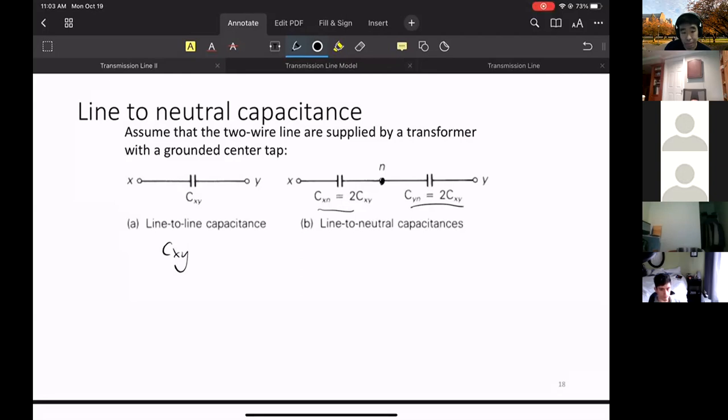Okay, so you have two lines, x and y. There's some capacitance Cxy. Now I can ground this. I can do a center tap, basically. This is often what you do: you have a transformer, and you put a tap in the middle and you ground this. This is your neutral. Then why is this capacitance 2Cxy? Any reason why this is 2Cxy?